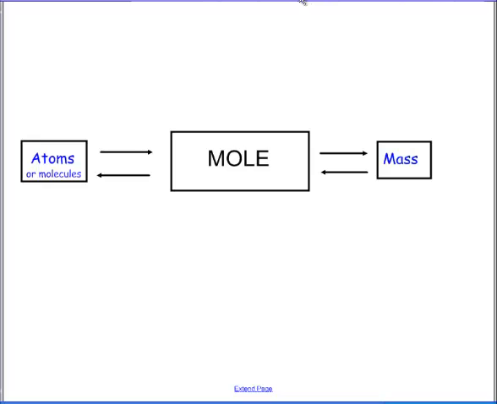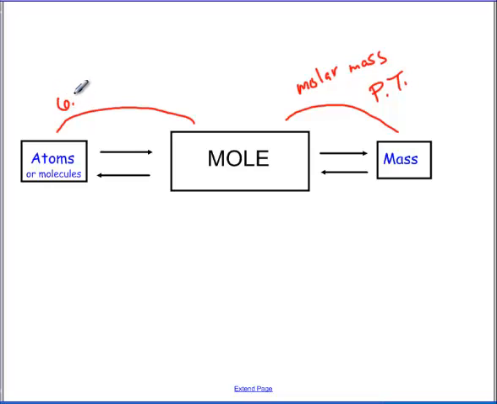A brief review: to relate the mole to the mass, that's where we are using the molar mass. That's the mass that's found on the periodic table. To relate moles to atoms or molecules, that's where we're using Avogadro's number, 6.022 times 10 to the 23rd. It's helpful at times to have this map or pathway in front of you to help you plan out the problems that you're going to solve.